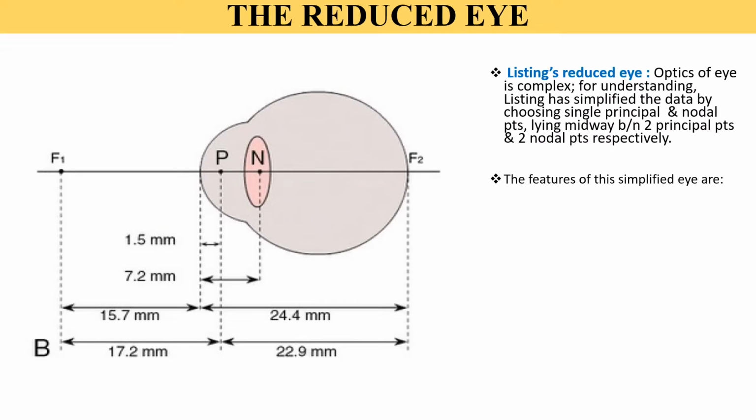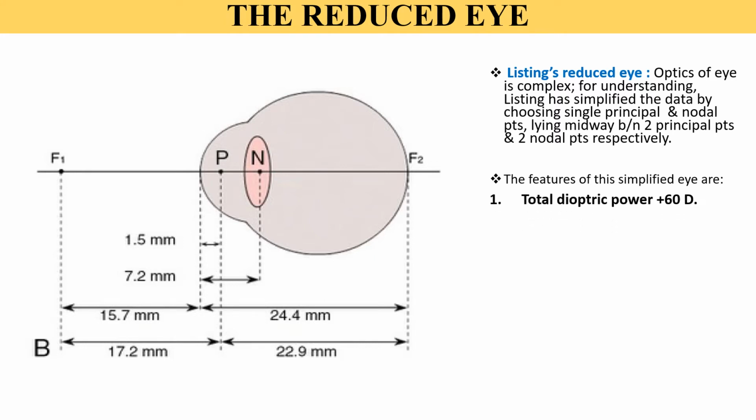Now let us understand the concept of reduced eye or schematic eye briefly. Since the optics of the eye is complex to understand properly, a scientist named Listing simplified the data by choosing only one single principal point and a single nodal point instead of two principal and two nodal points. So whenever you do practical calculations, you will use the data of Listing's reduced eye. According to this concept, the simplified eye has the following features.